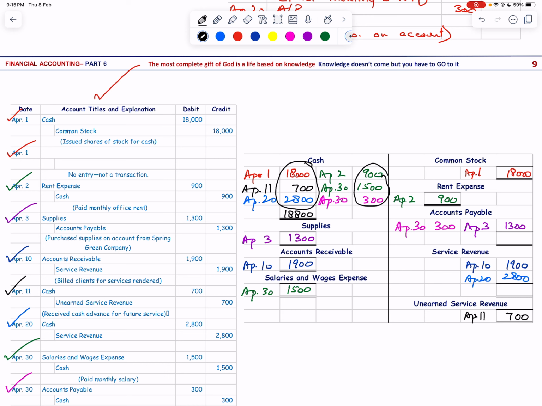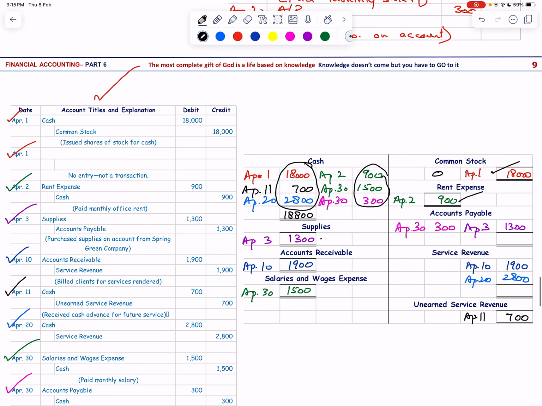For common stock, obviously there is 18,000, because here we have 0, so we have a credit balance of 18,000. Rent expense has a debit balance of 900. Supplies has a debit balance of 300. Accounts payable, you can see that here the credit is more than the debit, so 1300 minus 300 will give us a balance of 1000. Accounts receivable has a balance of 1900.